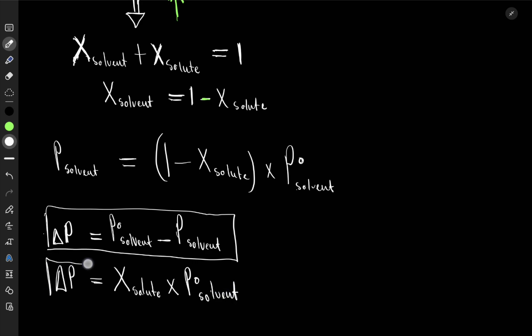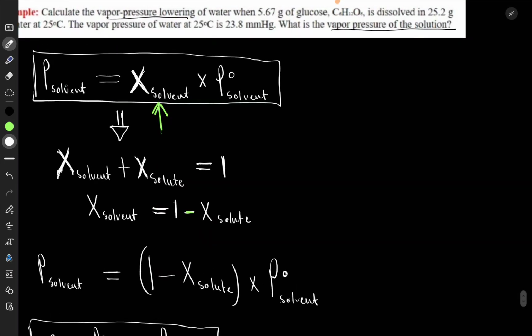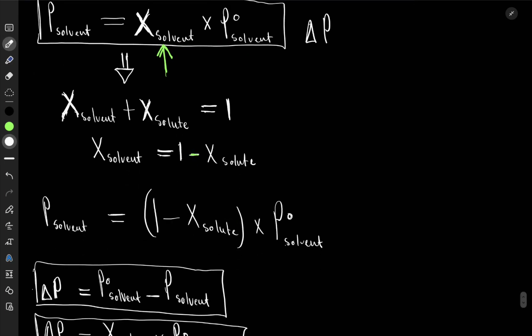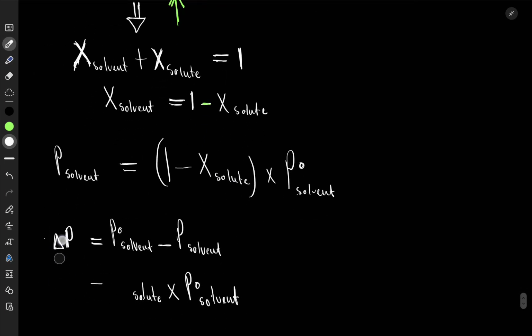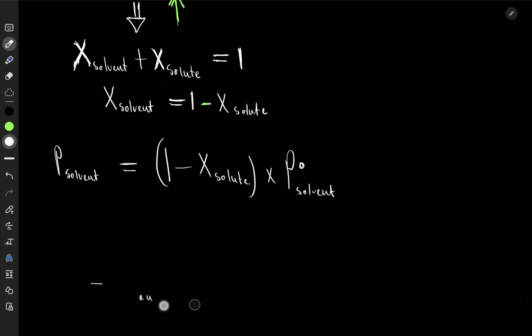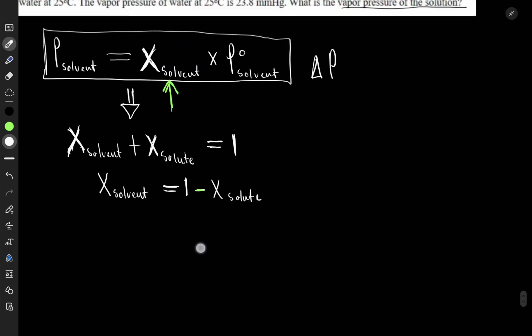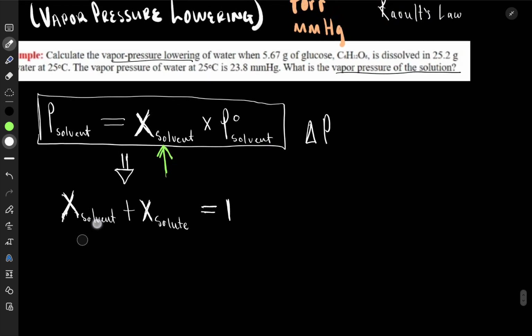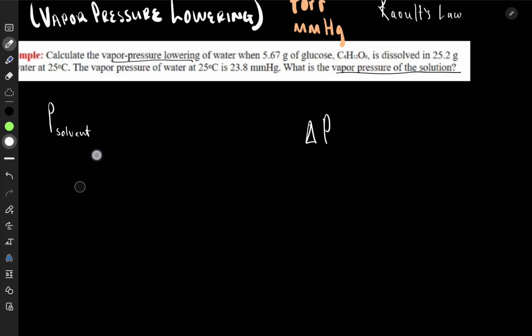This is so good, because we no longer have the final, we now have the change in vapor pressure. Raoult's law is just for the final, but now we have the change. So let me erase it and let's answer our question. Watch the previous videos again, sorry for repeating myself.